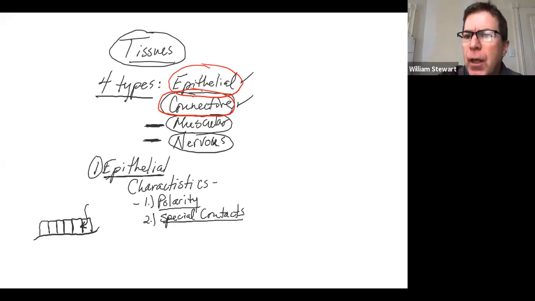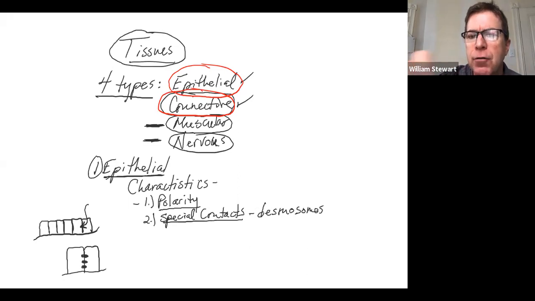And they use a protein called desmosomes. That's a protein to provide for that tight junction. I'm going to blow up my picture here. If there's a cell and there's a cell, there are protein anchors called desmosomes that literally bind those two cells together.